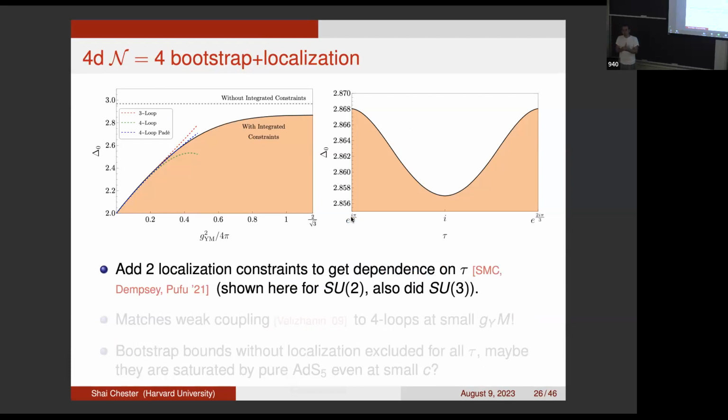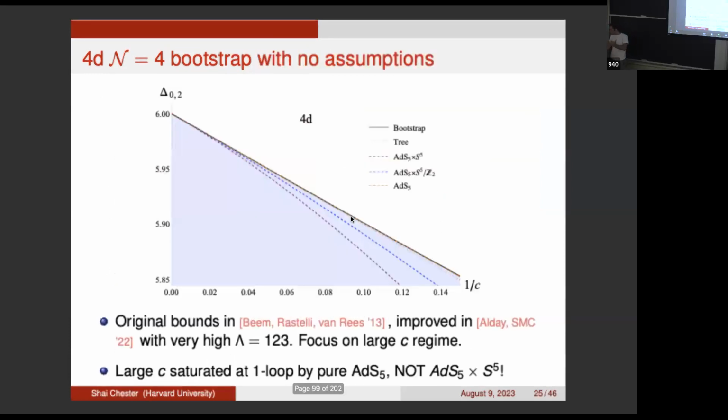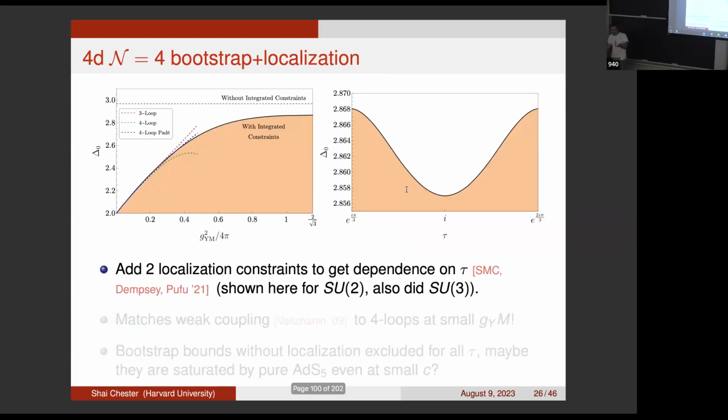So then you could ask, what theory is saturating this most general bound? A conjecture is that at large n, we saw that pure AdS5 supergravity is saturating the bound. And so perhaps also at small n, pure supergravity is saturating the bound.